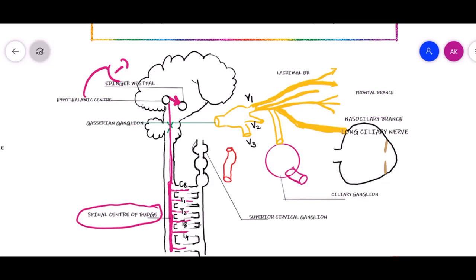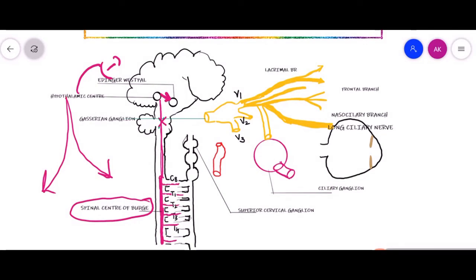However, as the fibers reach from the hypothalamus to this center of Budge, there will be a decussation which will occur at the level of the midbrain, so that the hypothalamic center of one side will be giving impulses to both the ciliospinal centers of Budge. That means there will be a bilateral innervation in the sympathetic system also. Now, the fibers are going to leave through the ventral rami of C8, T1, T2, T3, T4.